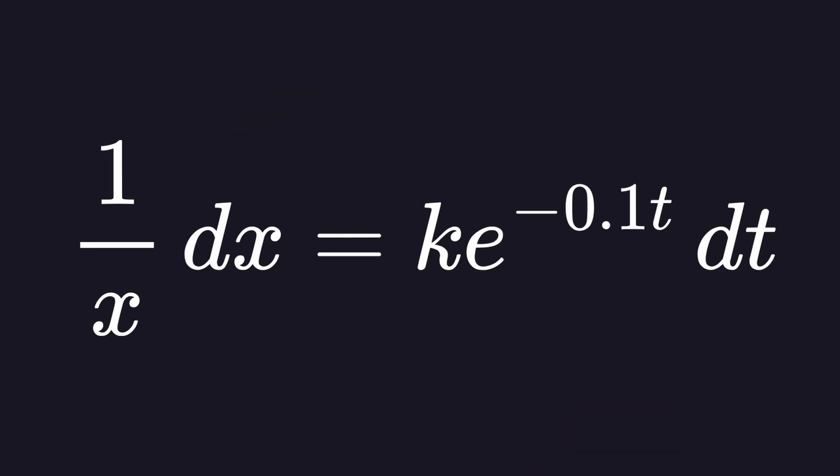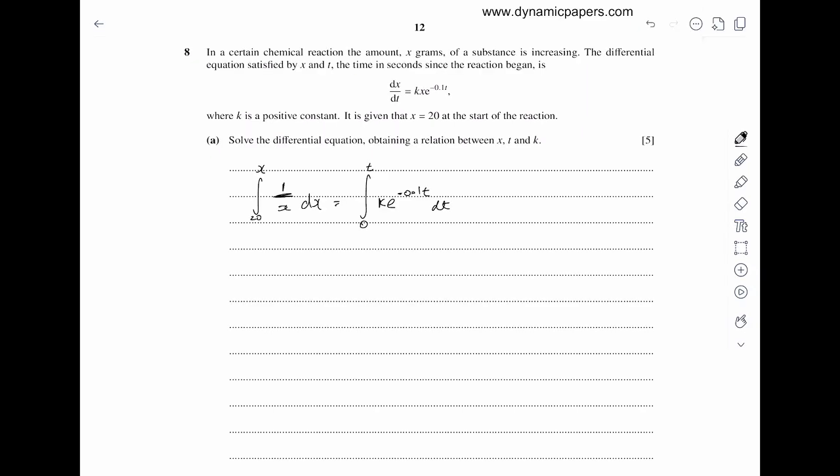Next, we need to set up the integrals. As 20 is our initial condition for x, and 0 is the initial condition for time itself, we can set up the integrals like this. From here, it's just basic integration. We can say that the integral of 1 over x is ln x, and then the integral of e to the power of negative 0.1t is e to the power of negative 0.1t divided by 0.1.